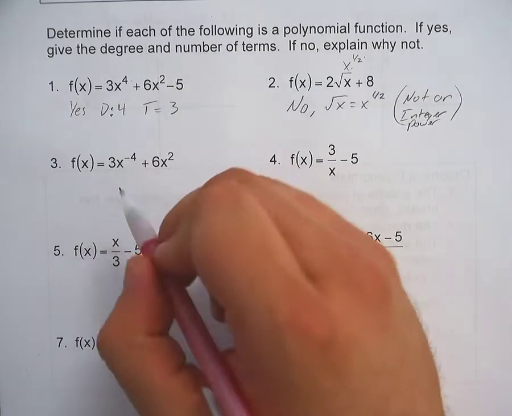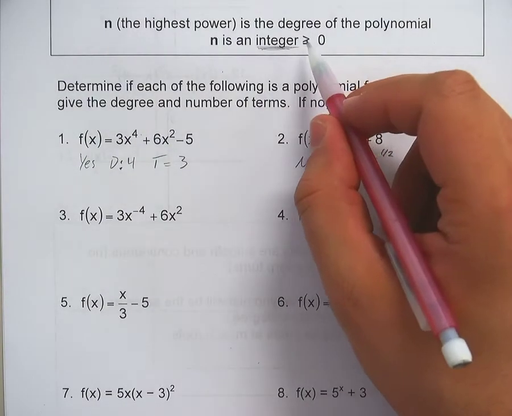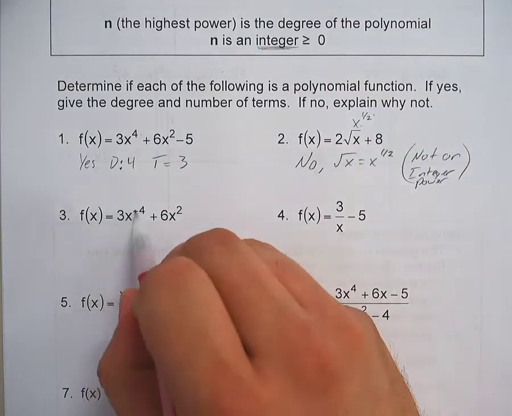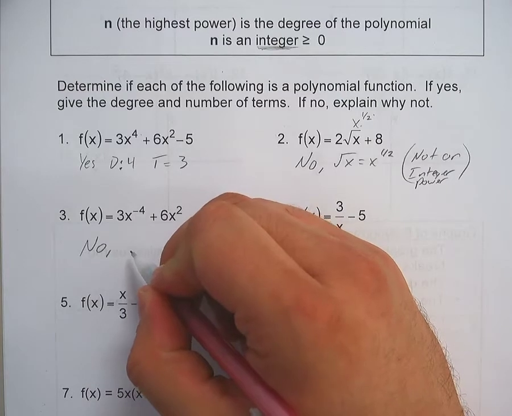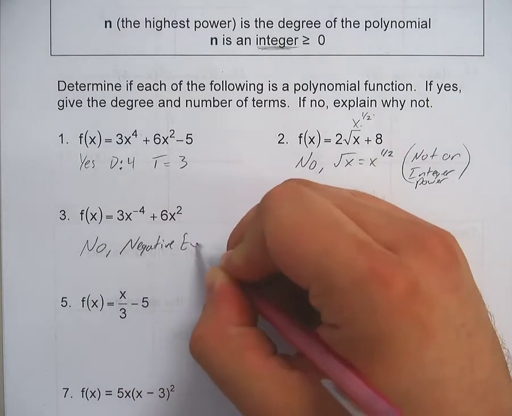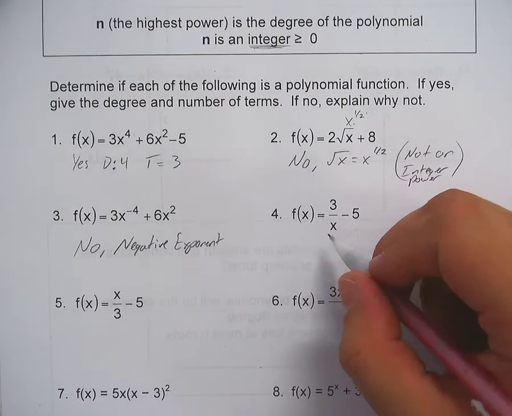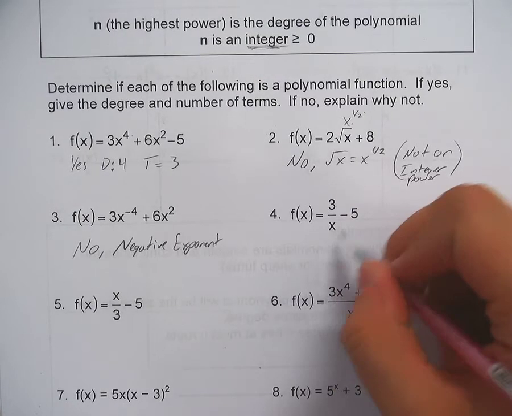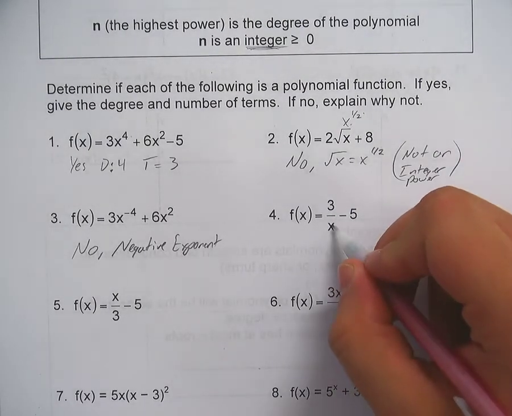Down here, is this a polynomial? Well, remember, it's got to be greater than 0, right, for all your integers. This one's less than 0. So is it a polynomial? No. You have a negative exponent. Okay. This one. 3 over x minus 5. Is it a polynomial? No, because of the negative exponent down here.